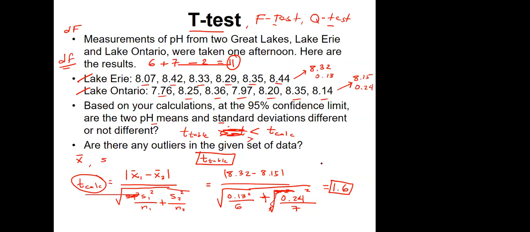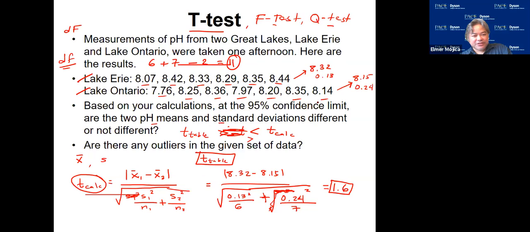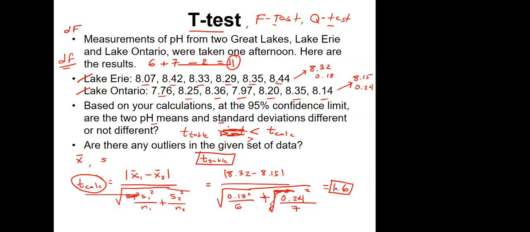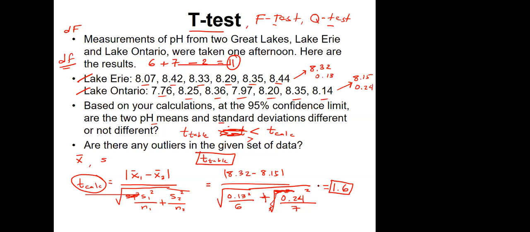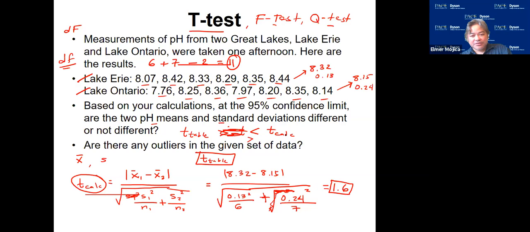Does this value tell us that they are different, or that they are not different? It is smaller than the critical value, so it's not different. Since the t table value is more than the t calculated, there's no significant difference between the two. That's how you interpret this test. Unless it's greater than 2.228, that's the only time it will be significantly different.